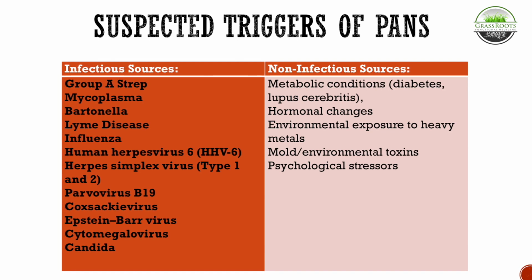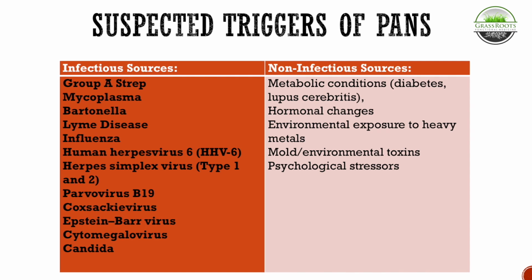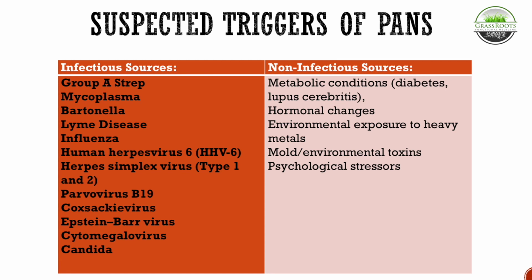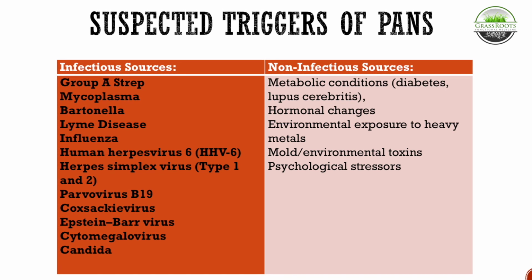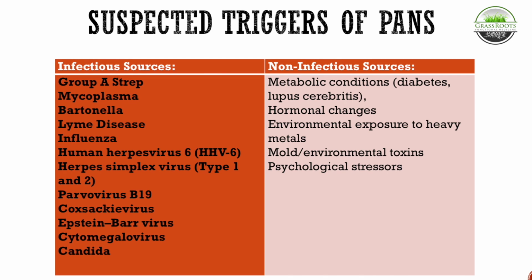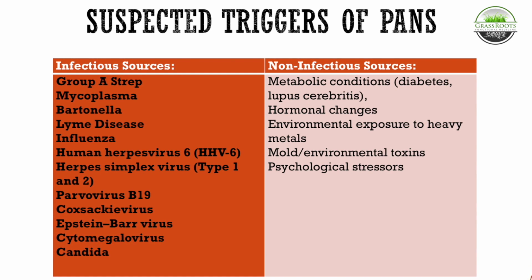But there can also be non-infectious sources. This could be metabolic issues, hormonal changes. So puberty can be a time where we start to see things get affected, whether that's a good thing or a bad thing. It depends on the situation and on the child. Environmental exposures to metals or molds, and then psychological stressors. This is a big one as well.